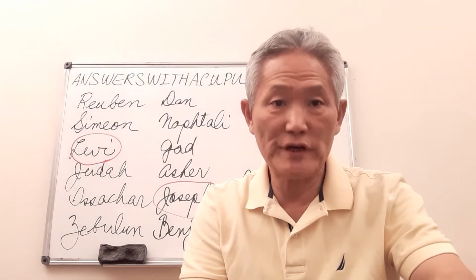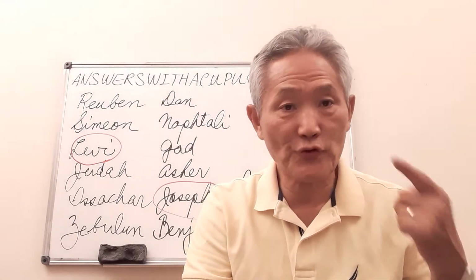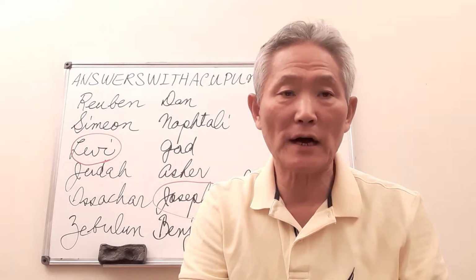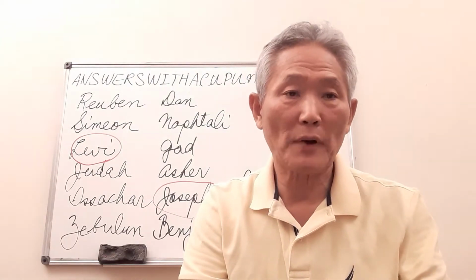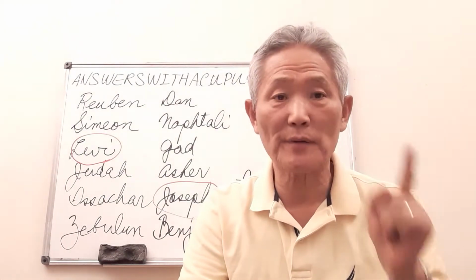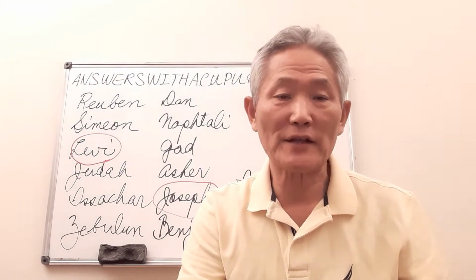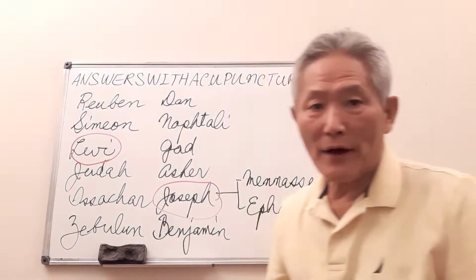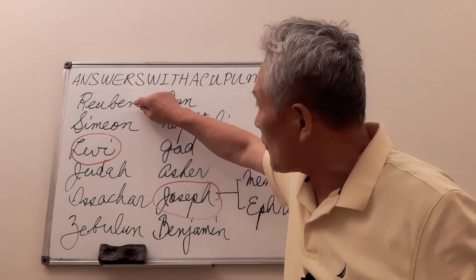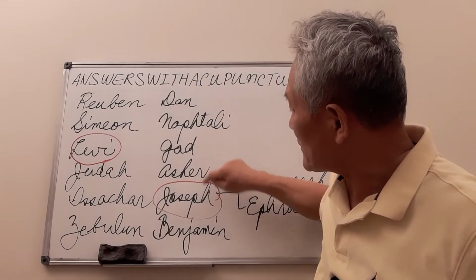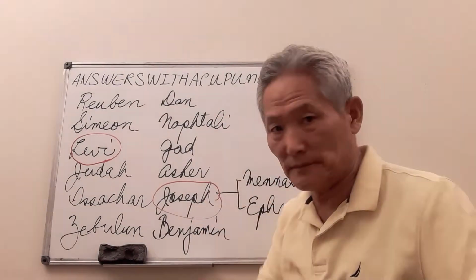When we read the Bible, actually there are 13 tribes in the Old Testament, but every time they use 12 tribes. We try to find out why. I wrote down here: there are 1, 2, 3, 4, 5, 6, 7, 8, 9, 10, 11, 12. That's the 12.